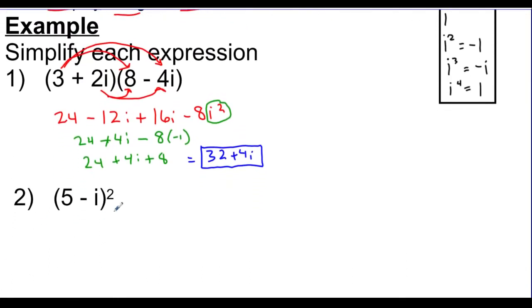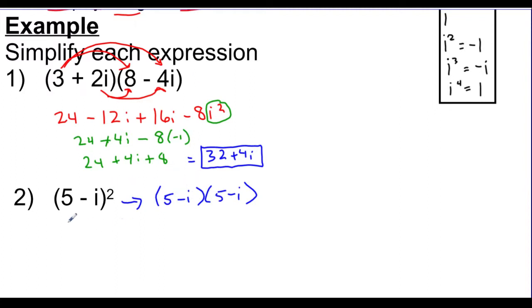Okay, so let's try another one. So 5 minus i, quantity squared. Okay, so again, here's what this means. Let's just come off to the side and write this another way. This means 5 minus i times 5 minus i. Okay, be careful that you don't just apply the squared to these parts. That is not what this squaring means. Squaring means multiplying by itself. After that, it's basically what we just did.